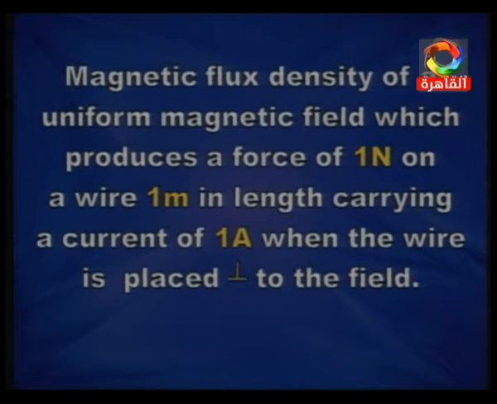Magnetic flux density of a uniform magnetic field which produces a force of 1 Newton on a wire 1 meter in length carrying a current of 1 ampere when the wire is placed perpendicular to the field. Yes, magnetic flux which produces a force of 1 Newton. It is the Tesla.